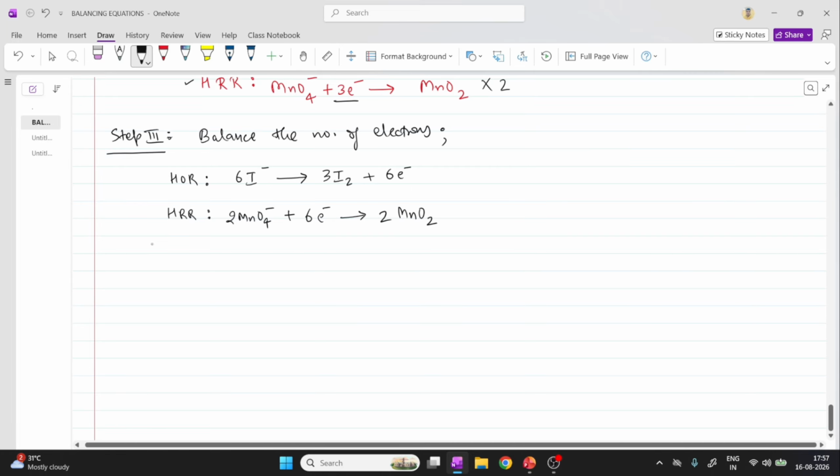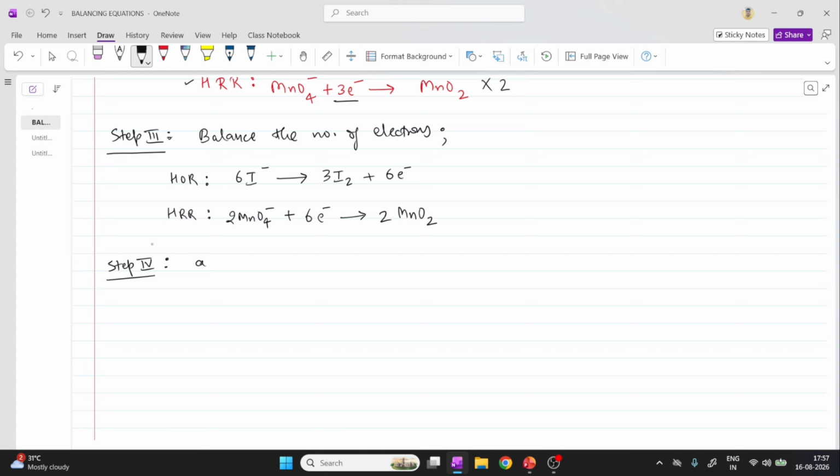Now after writing these equations, step 4 is to add these reactions.